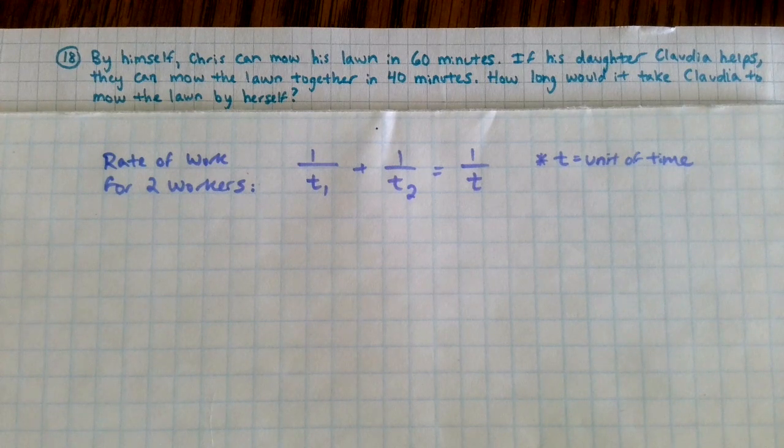For example number 18 out of the textbook, it says, by himself, Chris can mow his lawn in 60 minutes. If his daughter Claudia helps, they can mow the lawn together in 40 minutes. How long would it take Claudia to mow the lawn by herself? So this is going to use our rate of work formula.